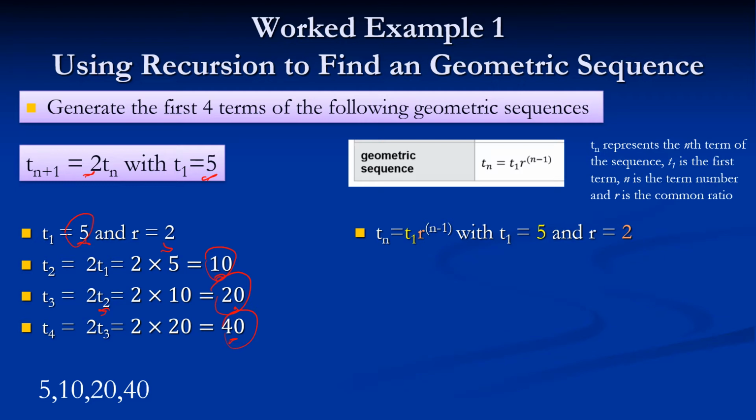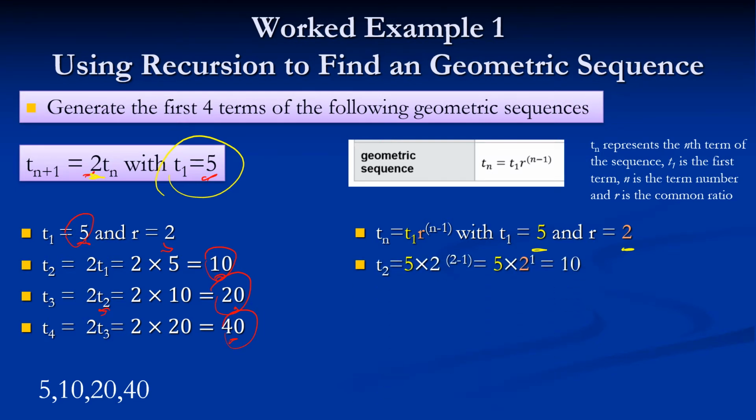Now we can also use the rule. If we say the term number equals the first term multiplied by the common ratio to the power of the term number minus 1. We said that the first term in this case was 5. And where did we get that 5 from? We said this here. Term 1 was 5 and the common ratio was 2. And you can see that here we have our common ratio of 2. So we're going to apply the rule now in a different way just to find the same sequence.